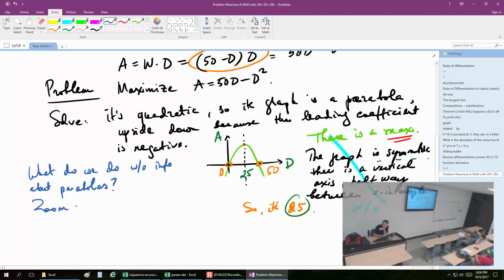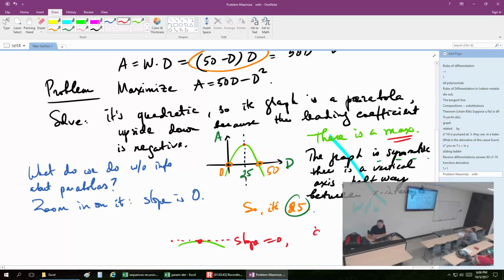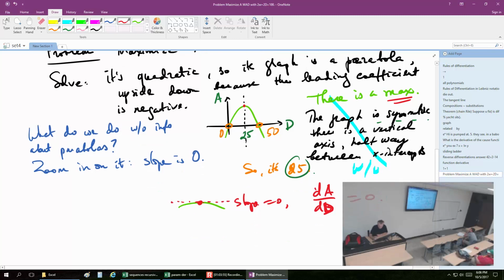The slope is 0. Zoom in on it, and we discover that the slope is 0 indeed. So we zoom in on it, it will look like this, right? And the tangent line is flat, the slope is 0, which means that dA/dd, the derivative of the area with respect to the depth, is 0. That's how we know, and that would work with many other functions, even ones that have no symmetry whatsoever. That plan will work. Just look at the points where the derivative is equal to 0.